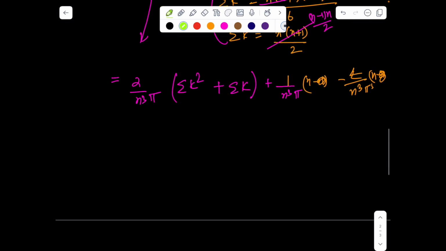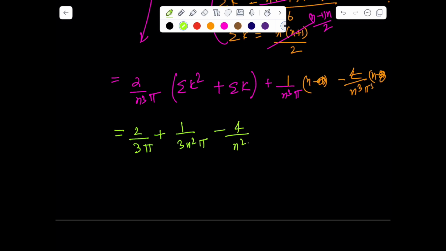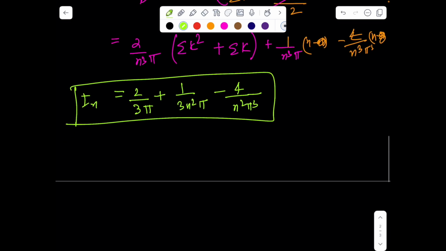Now plugging all these values over here, the calculation that I made will give you 2 by 3 pi plus 1 by 3 n square pi minus 4 by n square pi. Okay, so this is the value of In that we got. Now let's say if the question is about I5, then simply you put n equals 5, and we'll get the answer for this. Right? Similarly, I can find I4 and we can relate this using this relation.